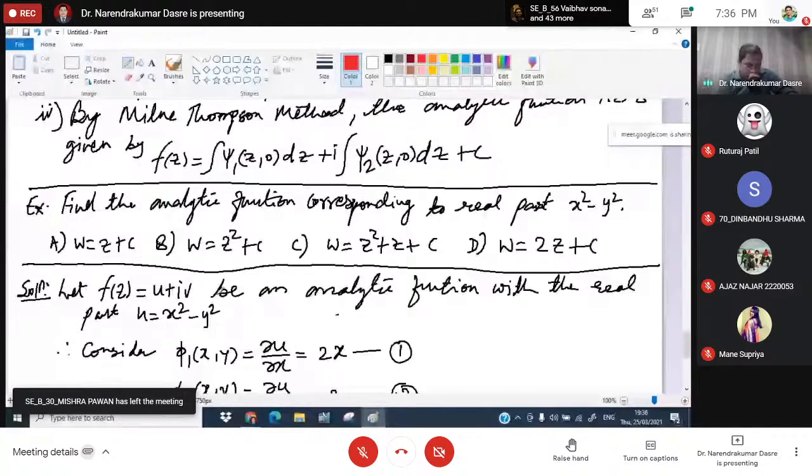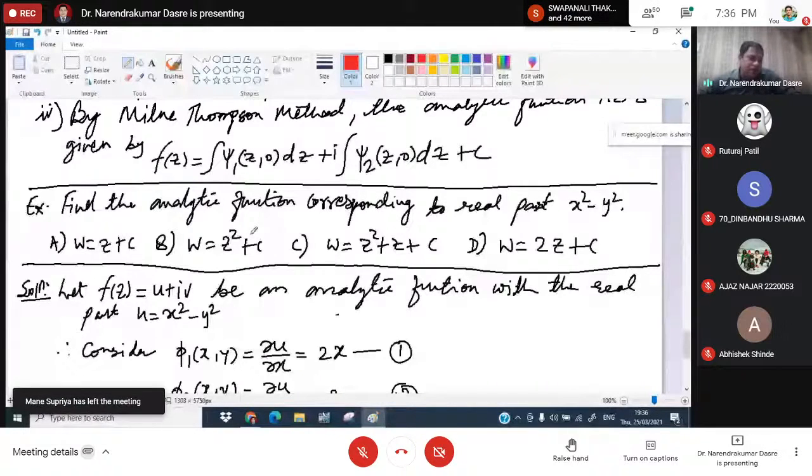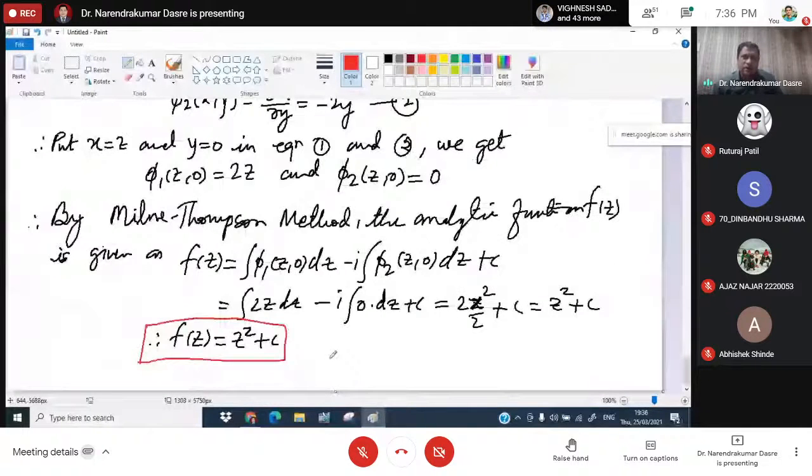Again, I will tell you the trick for getting the function. When the real part is given, this trick is applicable only if the real part is given. Please remember that this trick is applicable only if the real part is given. I'll show you another example, and then we can see how the trick works.